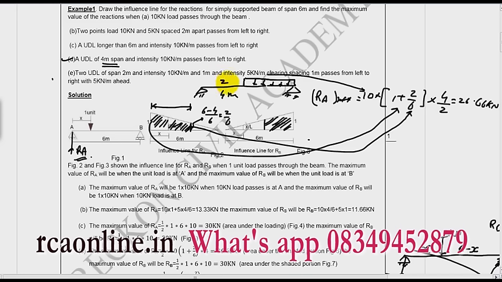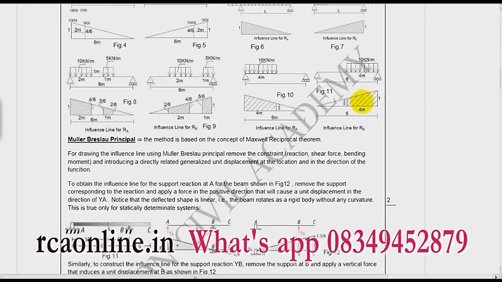So this is 2 meter, this total length is 6, and this is 4. So this is 1, and what will this ordinate be? It will be 2 by 6, and this length is 4. You can see in this also. So this is 1, this is 2 by 6. So what is the value of RB? RB will be 10 into area. So what is the area? 1 plus 2 by 6 into 4 by 2. So that will be the value of RB.